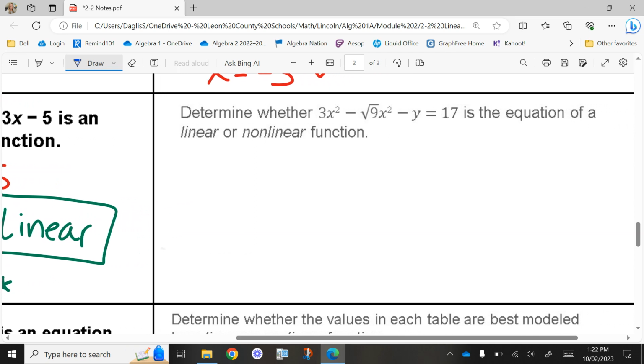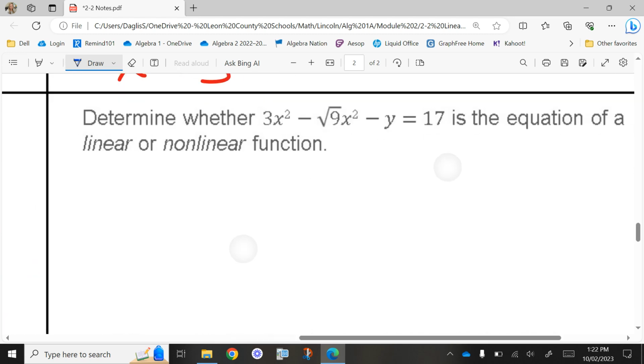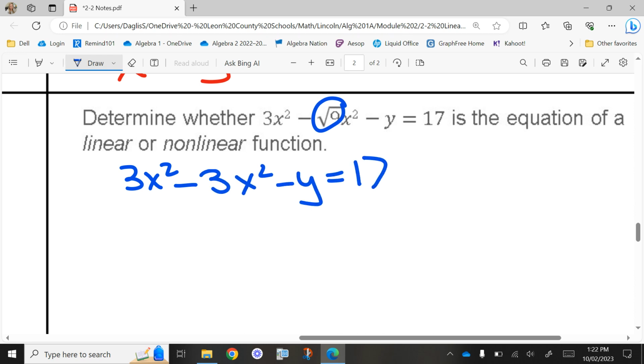Okay. Determine whether 3x squared minus the square root of 9x squared minus y equals 17 is the equation of a linear or nonlinear function. There's some simplifying I have to do before I can answer that, because I see a square root of 9. What's the square root of 9? 3. So this is 3x squared minus 3x squared minus y equals 17.